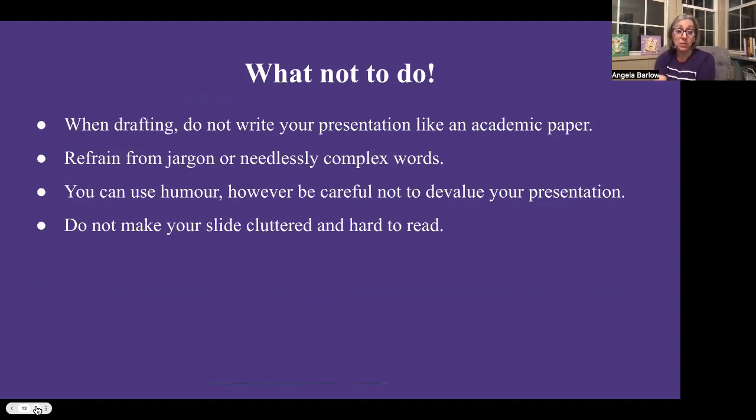Some things not to do: don't write your presentation like it's an academic paper. And we've said, don't have the complex words. You can use some humor, but be careful. You don't want to devalue your presentation. And sometimes when we crack jokes, we're being sarcastic, but this is not a space for sarcasm. And then again, make sure the slide that you create is not cluttered or hard to read.